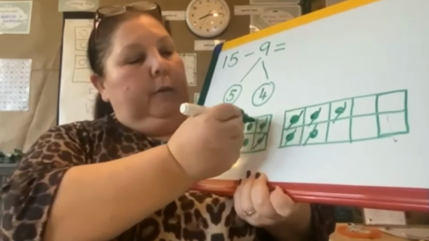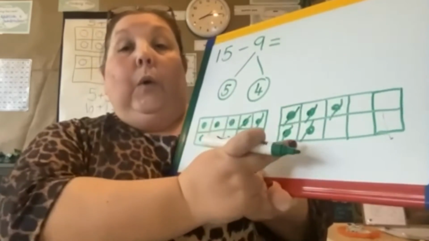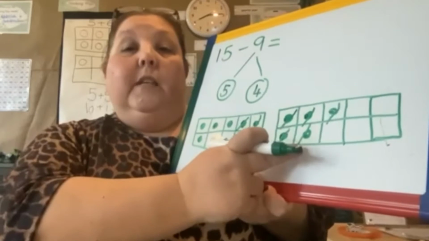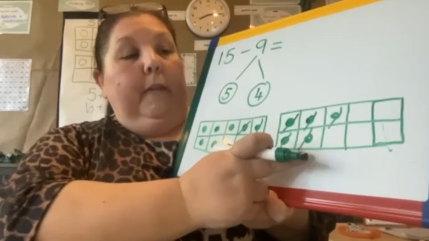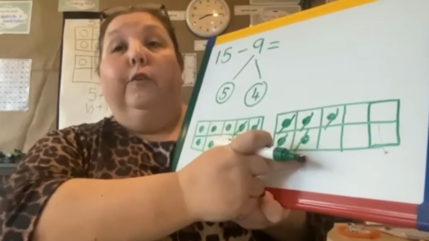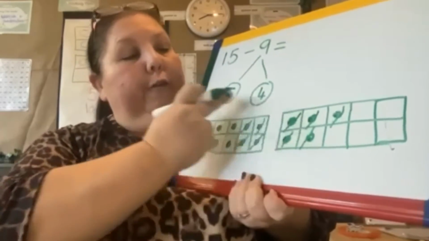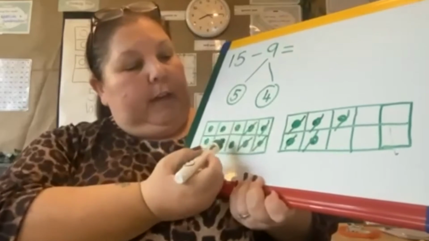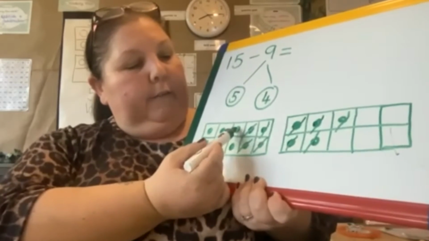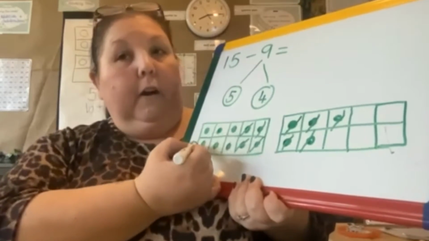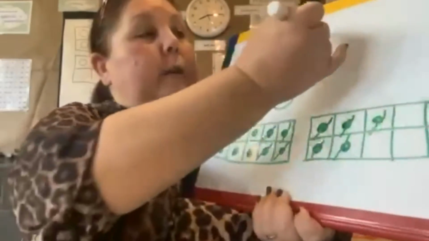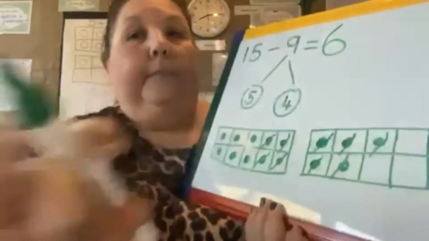1, 2, 3, 4. We tell the children that we always take away from the 10 frame that is not full first. Then we take our 4 from the full one. So we then look at how many we have got left. So that's 1, 2, 3, 4, 5, 6. And we put 6 here.